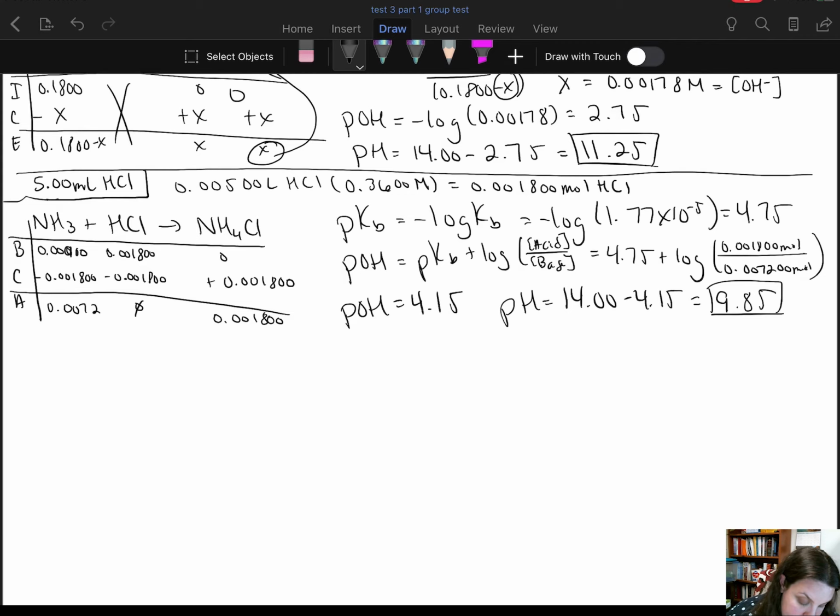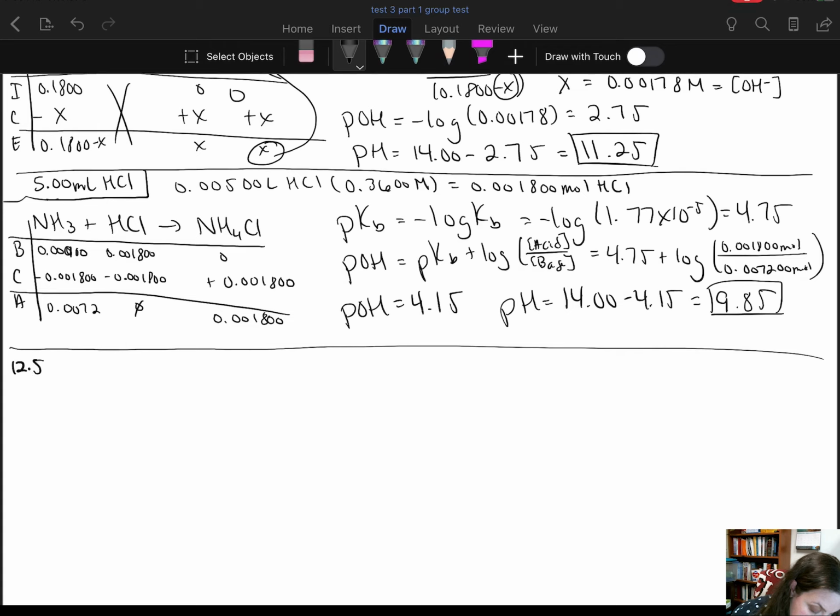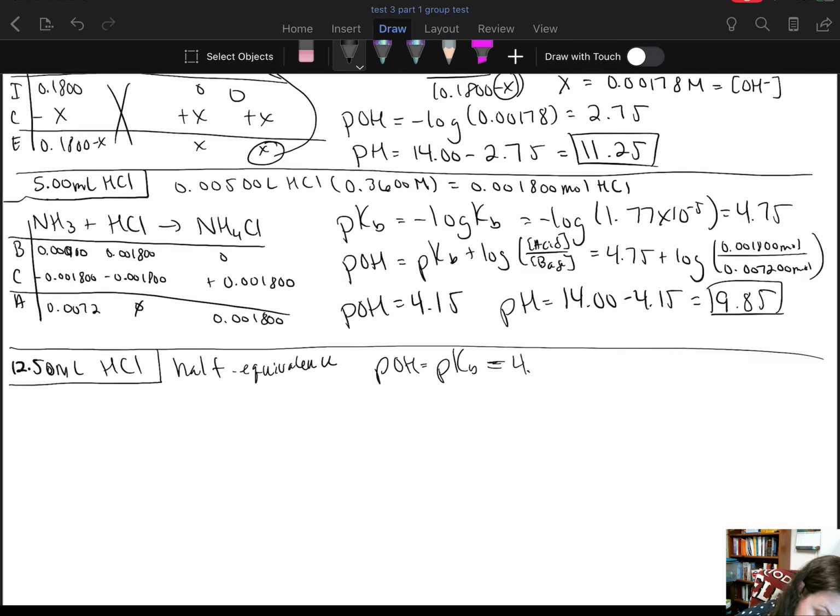Our next step, 12.50 milliliters. That is when we are at half equivalence. And as such, our pOH is equal to our pKb, which is equal to 4.75. So our pH is equal to 14 minus 4.75, giving us a value of 9.25.